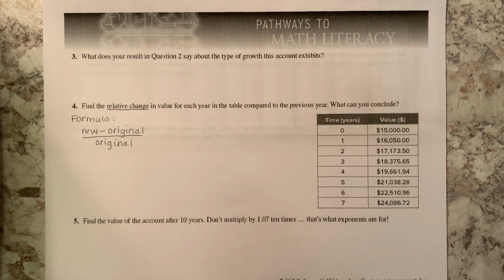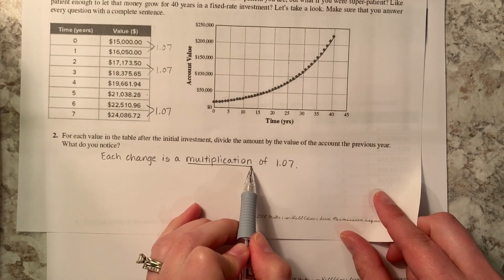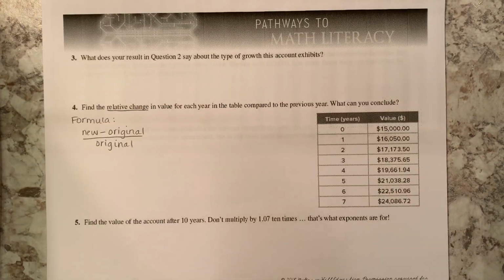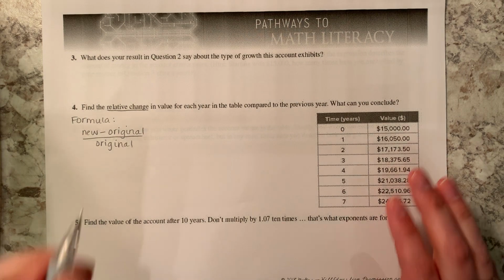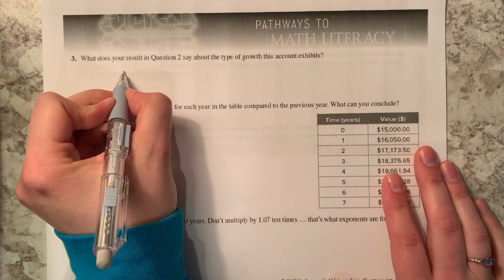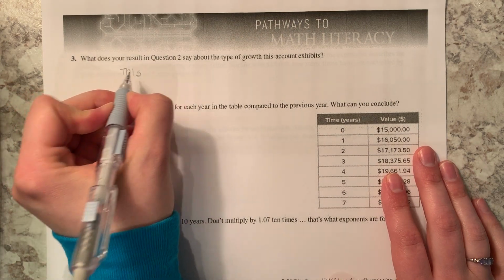All right, so number 3, it says, what does your result in question 2 say about the type of growth this account exhibits? So I'm going to put number 2 back up here. Notice I wrote the word multiplication. Each change is a multiplication of 1.07. So because I use multiplication, I can say this is exponential growth.